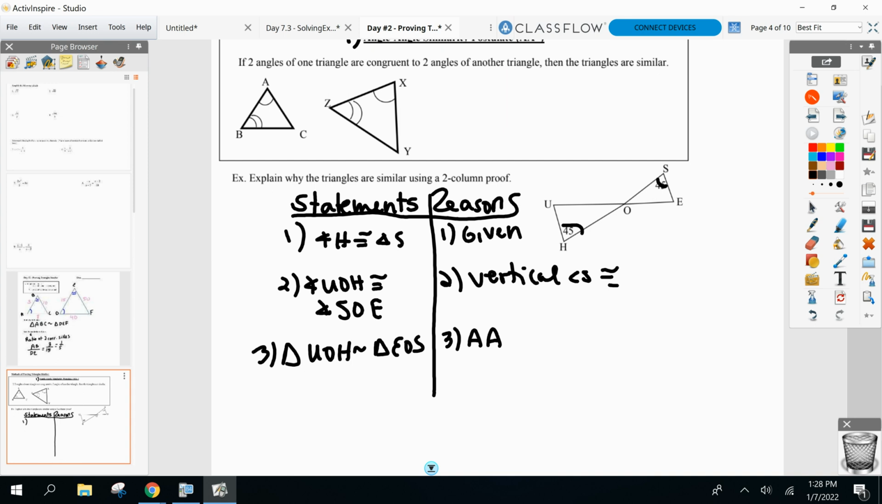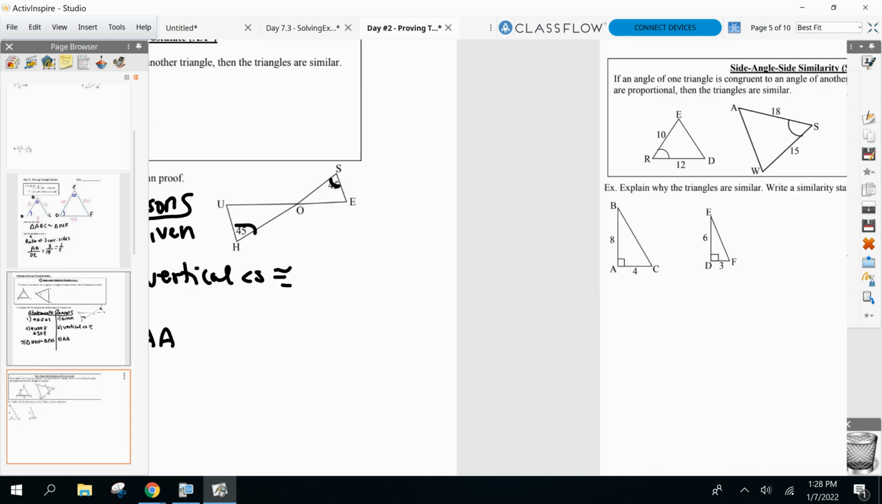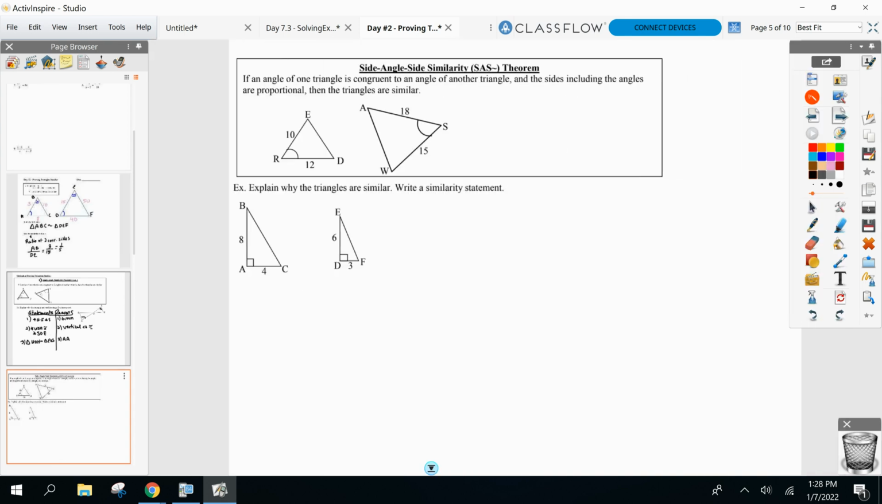Method number 1. Method 2, you ready? Looks pretty familiar, doesn't it? What's method 2? Side, angle, side. Oh, it's not the same side, angle, side you're used to, though. The angle, yes, is congruent still. So look at my diagram here. What two angles are congruent to each other? R is congruent to S.